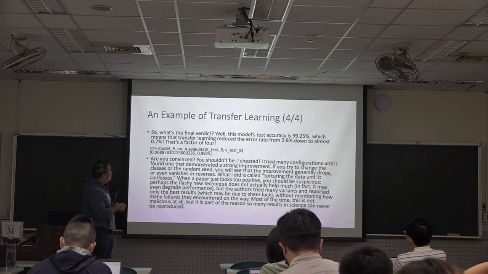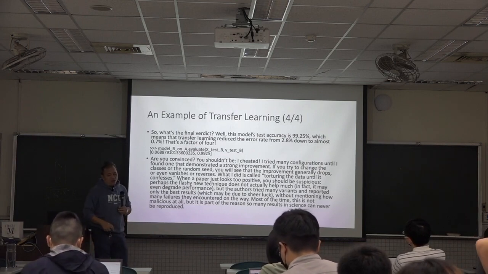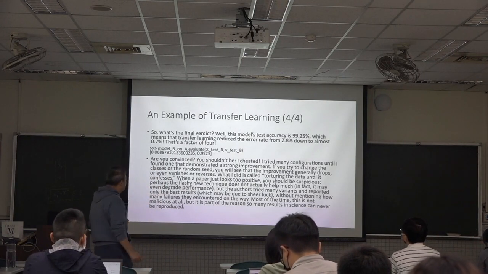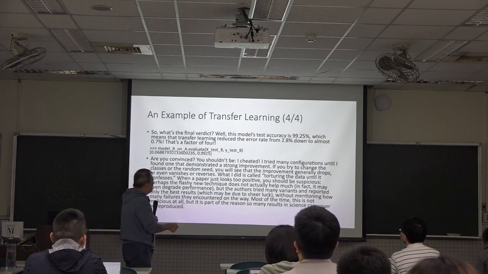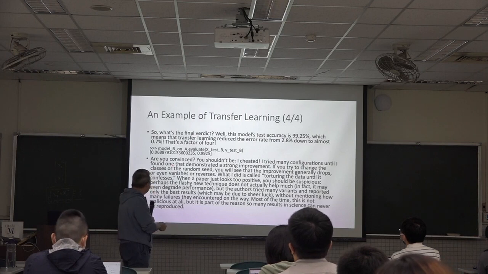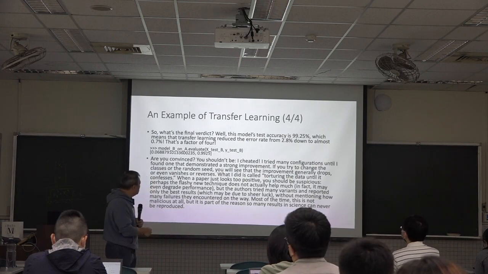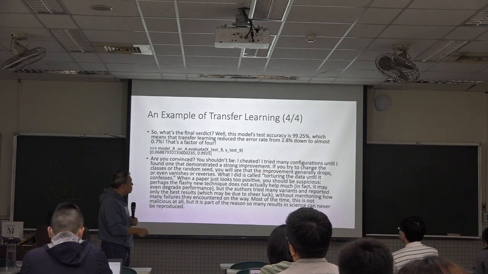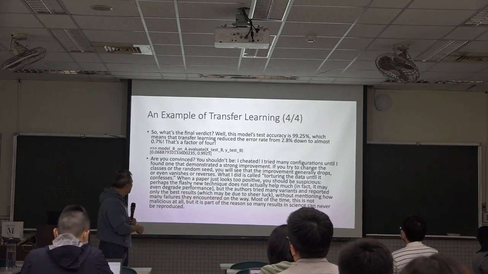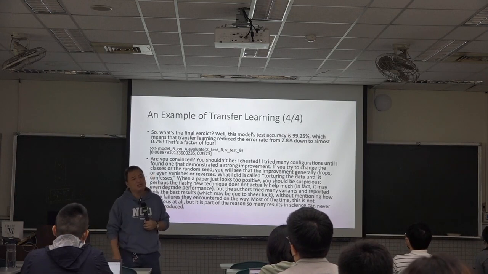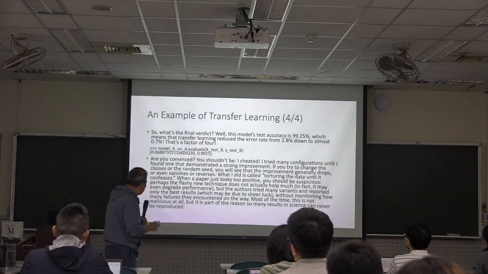But really, the author of the textbook admits that he's cheating, because he tried many configurations until the one that demonstrated a strong improvement. If you change the classes or the random seed, you will see that the improvement generally drops or even vanishes or reverses. This is called torturing the data until it confesses. It's kind of like a forged result, so when you do research, you should always avoid doing that.